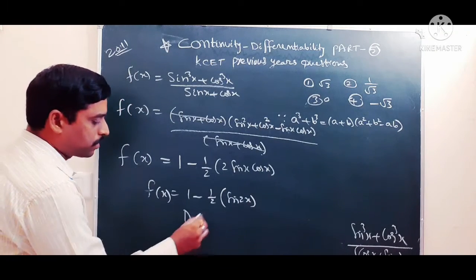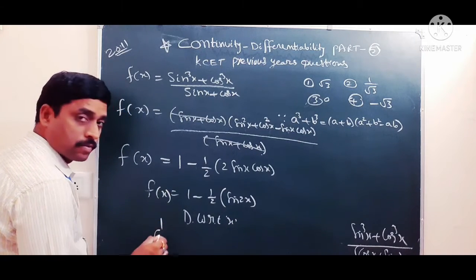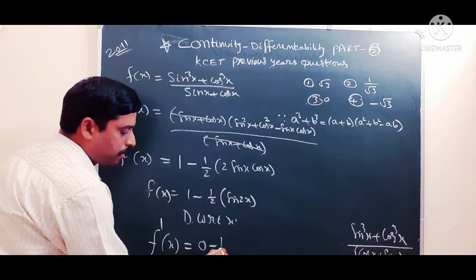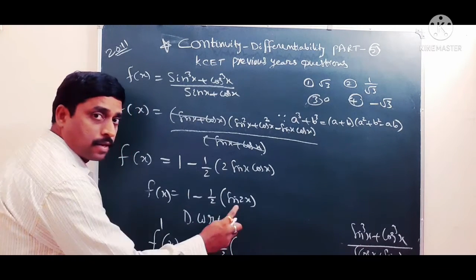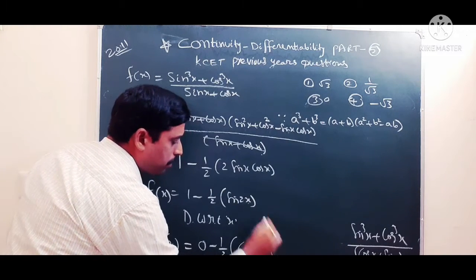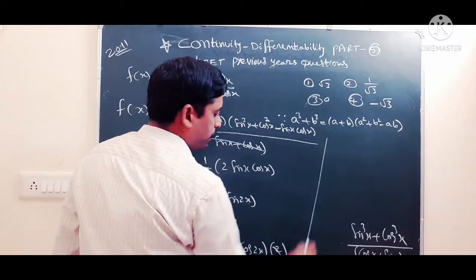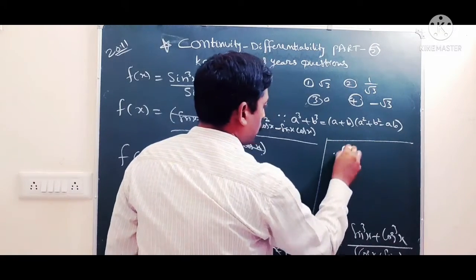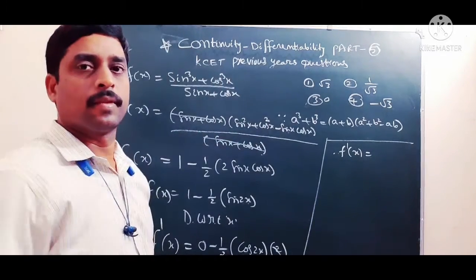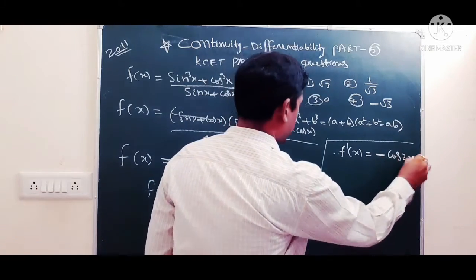So now take the derivative with respect to x on both sides. The derivative of f of x gives f dash x. The derivative of 1 is 0. Minus 1 by 2 is a constant. The derivative of sin 2x is cos 2x, but the derivative of 2x is 2. The 1 by 2 and 2 get cancelled. Therefore, f dash x is equal to minus cos 2x.